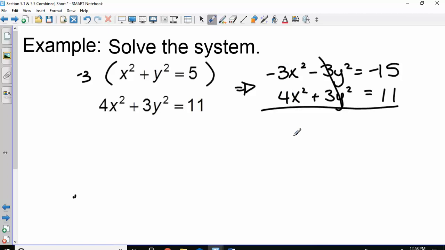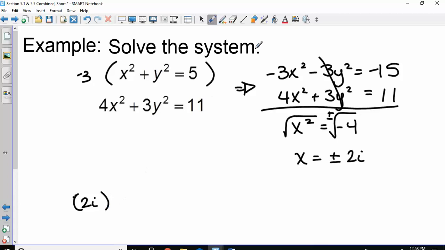Alright. So negative 3x squared and positive 4x squared is 1x squared. Negative 15 plus 11 is negative 4. You need square root plus and minus. And what is the square root of negative 4? So, we have two solutions so far, positive 2i and negative 2i.